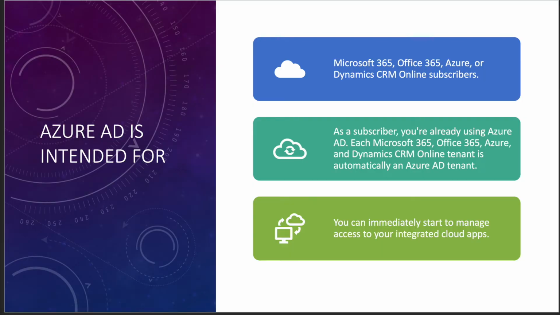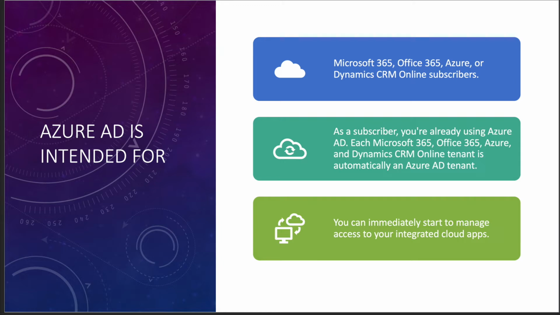So again, when you're using Active Directory, it's intended to basically work with all of the software as a service applications that you may have out there in the cloud. Office 365, Microsoft 365, Dynamics, CRM, all those things are there. As a subscriber, you're already using a lot of Active Directory for each Microsoft 365 Office online tenant, which is automatically on that Azure directory. So if you have a Microsoft Office 365 subscription from one company and then you consult with another company and they have a different one, you'll actually have two different Active Directory tenants.